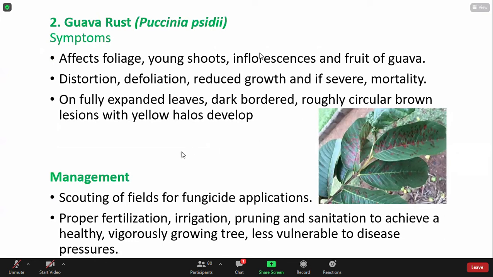And the management practices are scouting of fields for fungicide application, because scouting is very important to identify the level of pest attack. Without knowing the level of pest attack, application of fungicide has no meaning, right? So the scouting of field is done to evaluate the pest incidence and the level of pest attack. Then only the fungicide application is recommended. Proper fertilization, irrigation, pruning and sanitation is done to achieve a healthy, vigorously grown tree, because a healthy, vigorous tree is less vulnerable to the disease pressures.